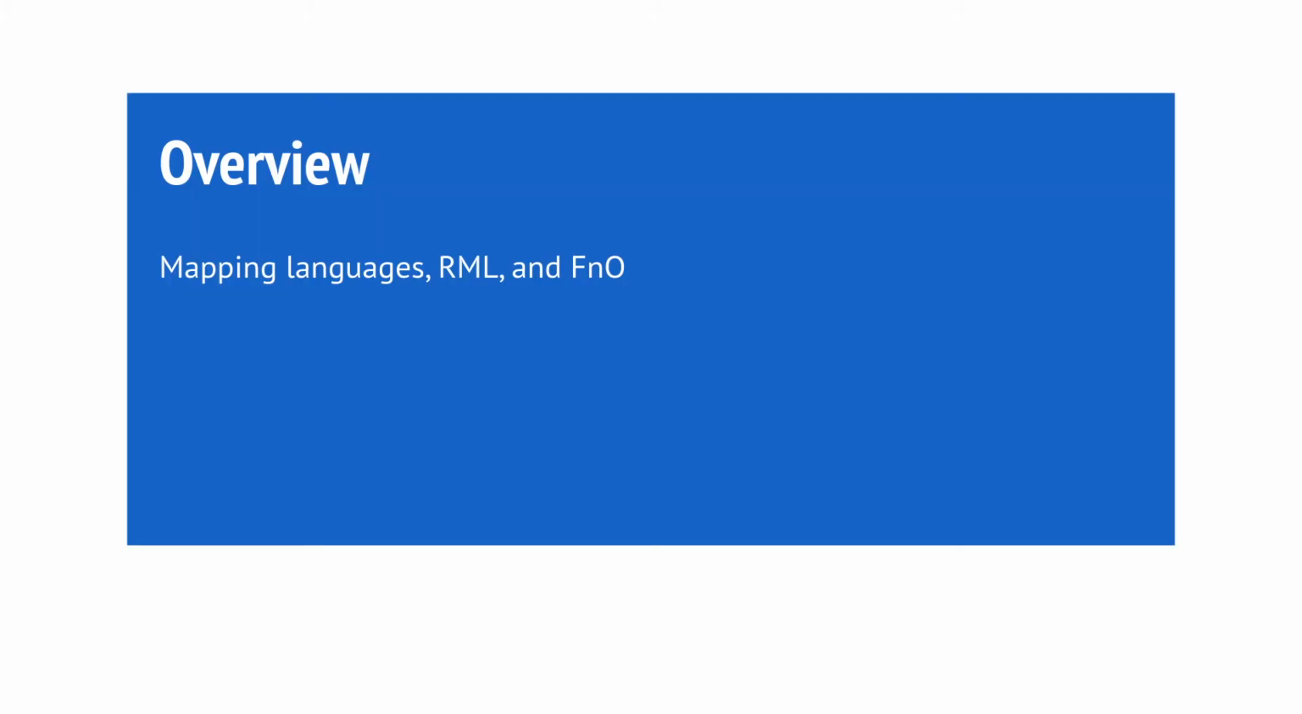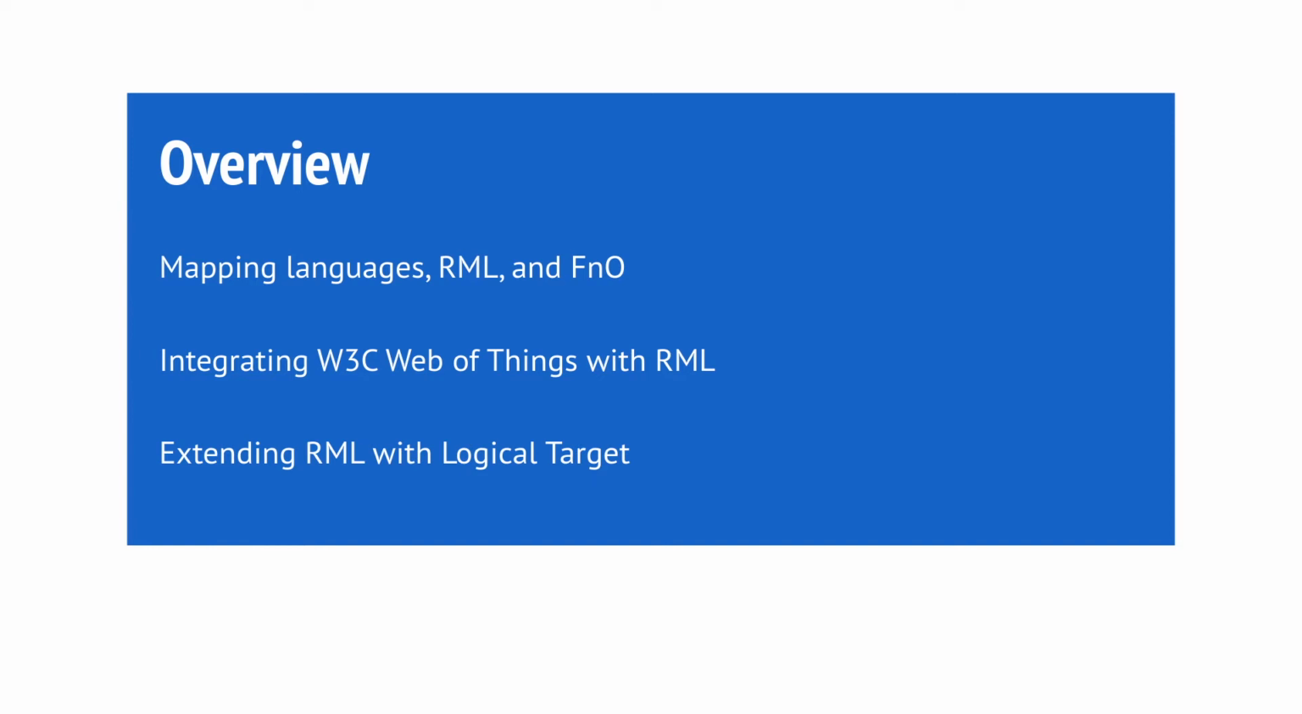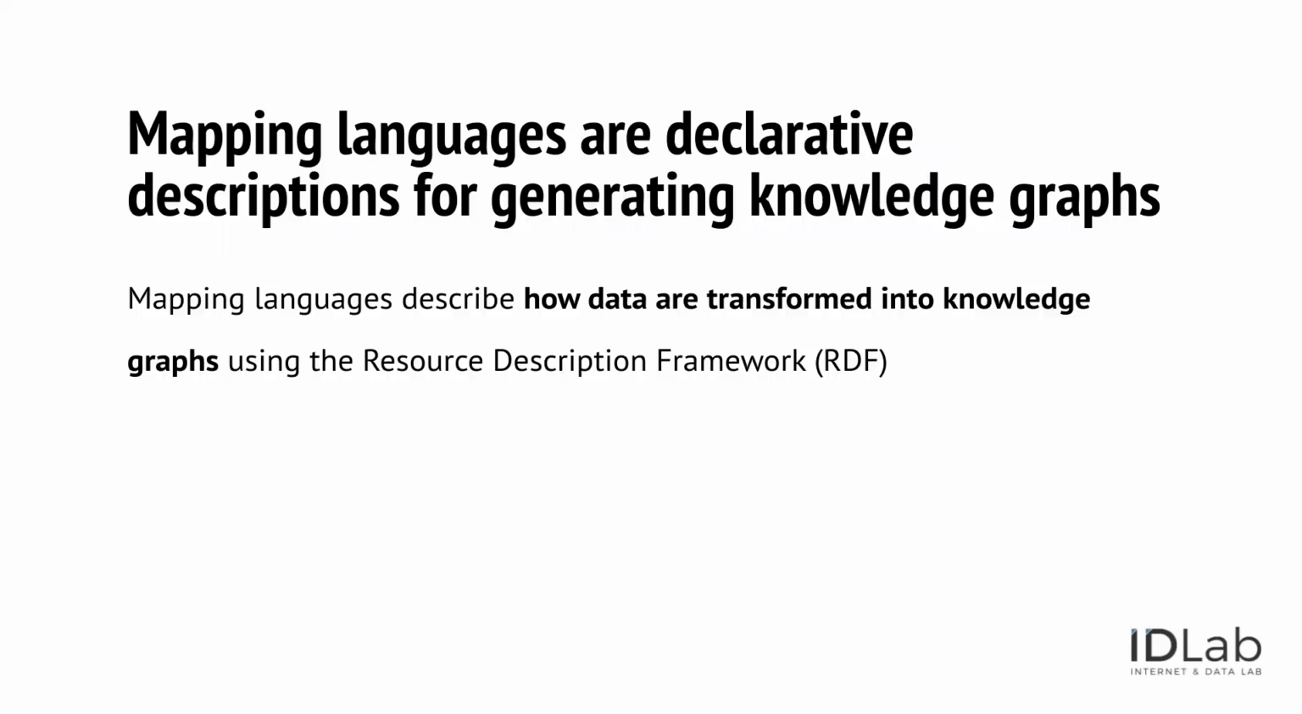So the first thing we are going to look at is what mapping languages are, what RML and FNO are, and how it fits all together in our previous diagram. So once we know what mapping languages and RML and so on are, we can focus on our first contribution, namely integrating W3C Web of Things with RML to access web APIs and streams. Afterwards, we can look at our second contribution, namely extending RML with a logical target to export our knowledge graph to one or multiple targets. First things first, what are mapping languages, RML and FNO?